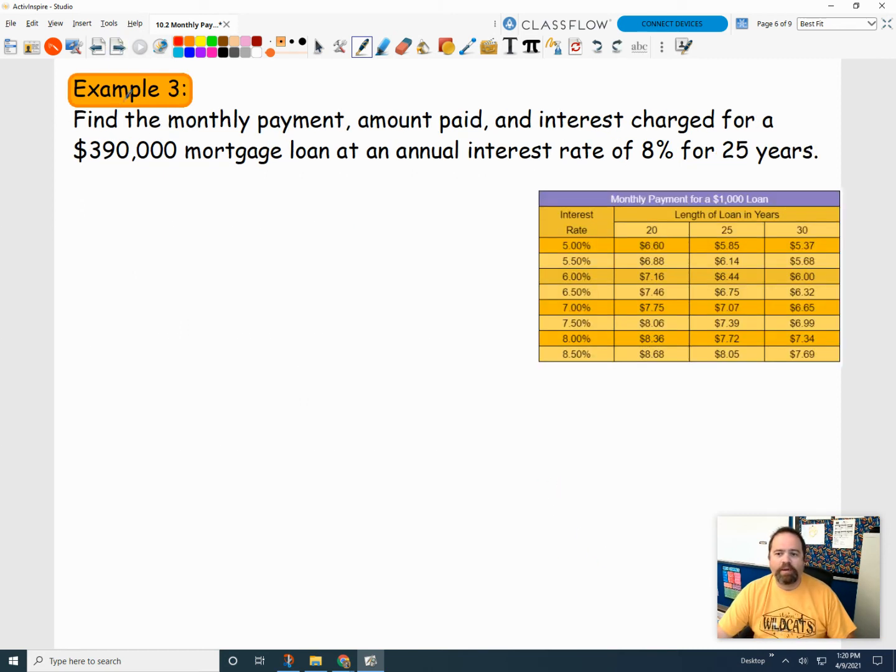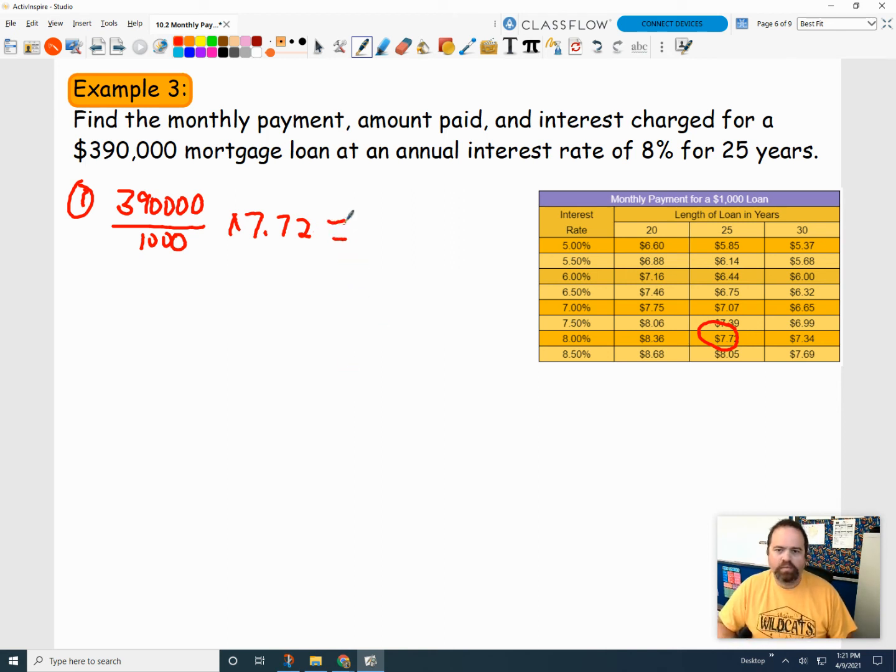Okay, I'm going to pick up the pace a little bit on this one. I don't know how long this video is so far, but first things first, I'm going to take my dollar amount, $390, divided by 1,000. So that is 390 times 8% for 25 years, 772. Times 772. Wow. They're paying back $3,010.80 a month. Is that right? That can't be right.